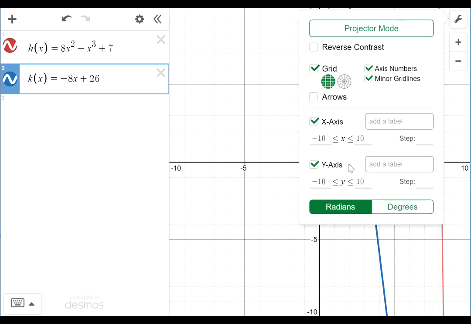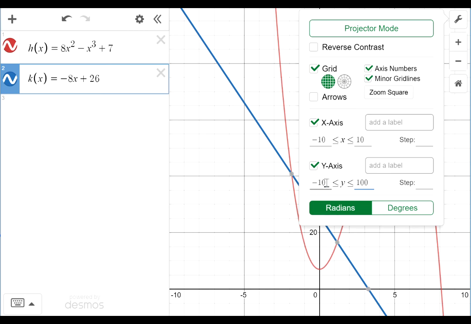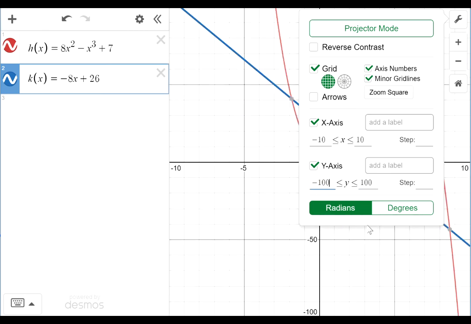Why I want to use graph settings is that with polynomials, especially when you have a cube or a higher power like a cube or a fourth power as we see in h, what we want to do is have an elongated y-axis. So instead of just going from negative 10 to 10, why don't we go from negative 100 to 100 as a starting point? And then on the x-axis, we can keep it as it is or adjust if we need to.